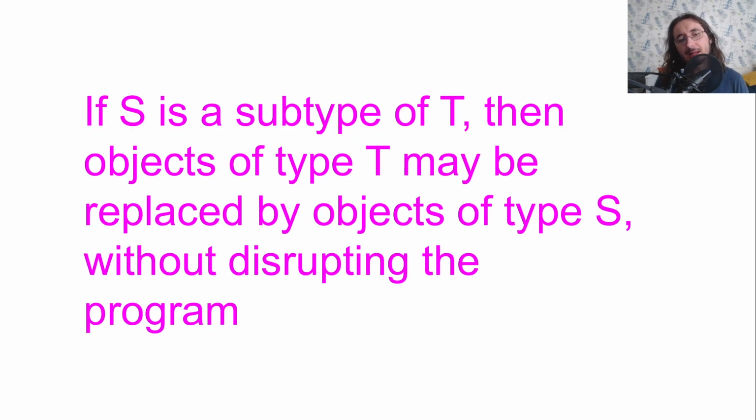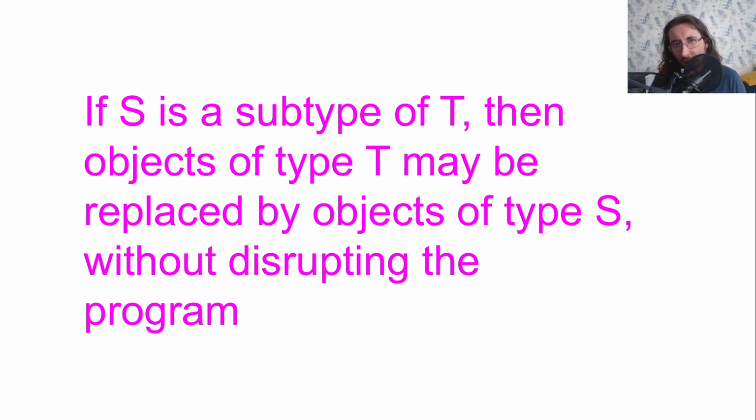If S is a subtype of T, then objects of type T may be replaced by objects of type S without disrupting the program. This sounds a little bit weird, but all it's saying is that if you have some client code and you have a class, say T, then all of its subtypes can be used interchangeably by the client code without harming the functionality of the program.